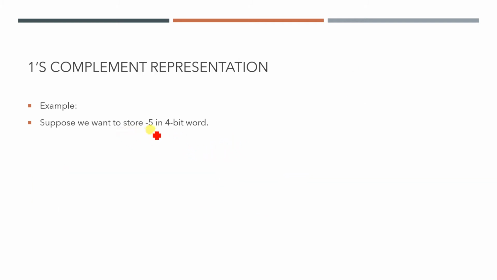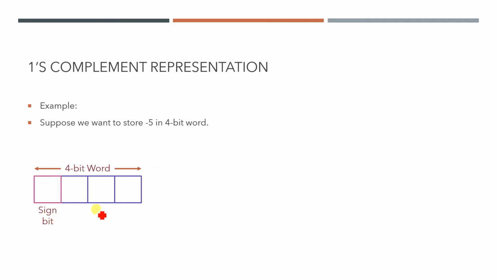Now I want to store minus 5 in a 4-bit word. What will happen? Suppose the 4-bit word is given, the first bit represents the sign bit and the remaining bit represents the magnitude. To store minus 5, I will first convert plus 5 into its binary equivalent, but it should be represented in 4-bit. So binary equivalent of 5 is 101. To make it 4-bit, I will put a single 0 on the left side of that binary equivalent. Okay, so after making this 4-bit, I will apply the ones complement.